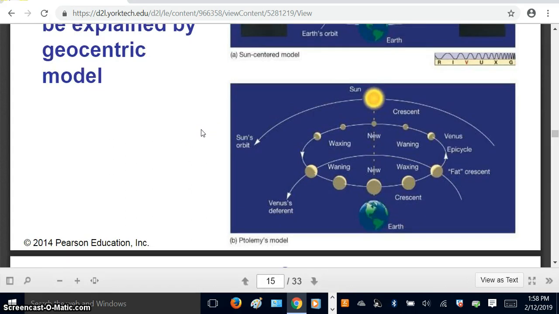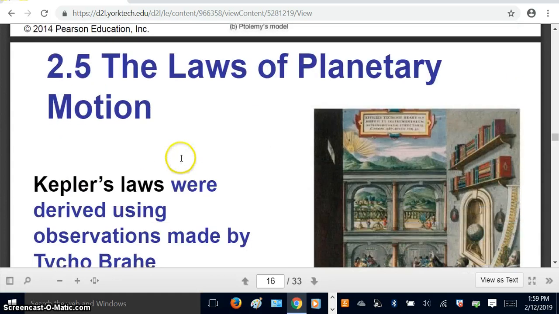All right, so that is showing this. All right. Let's see. So let's get to Kepler. We'll do the next couple of minutes about Kepler.